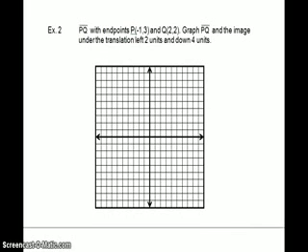Let's look at example 2. It says PQ has endpoints P and Q. Graph PQ and the image under the translation. Okay, so PQ, let's go and plot that. So P is -1, +3, right here. It's P. Q is at +2, +2. Okay, and that's a line segment, so we can draw a line between them. And let's make that point a little bigger. And that point a little bigger.